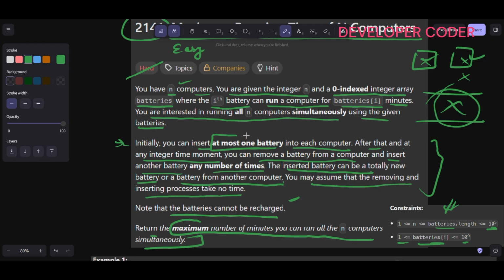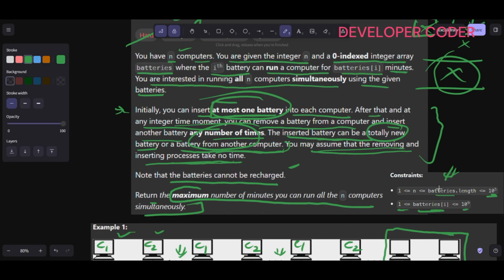We have to stop the complete process. And you can insert at most one battery into each computer. When we change the batteries, we can insert a totally new battery, or we can use a battery from another computer. This process is not going to take any time. You may assume that removing and inserting take no time. This is given to us. And you can remove a battery from a computer and insert another battery any number of times. This is also given to us. So I hope the problem statement is clear now. What we need to do.